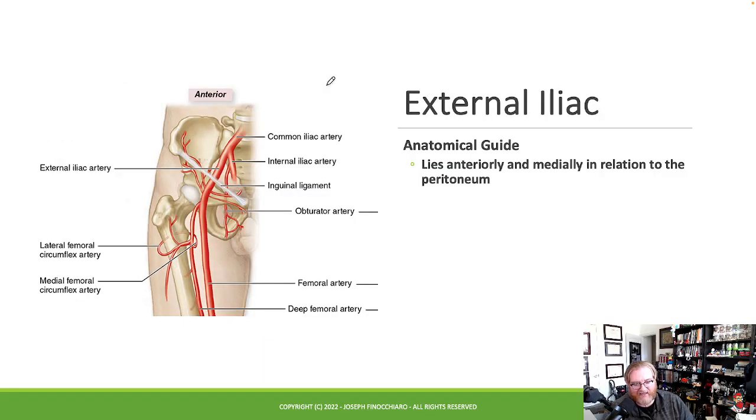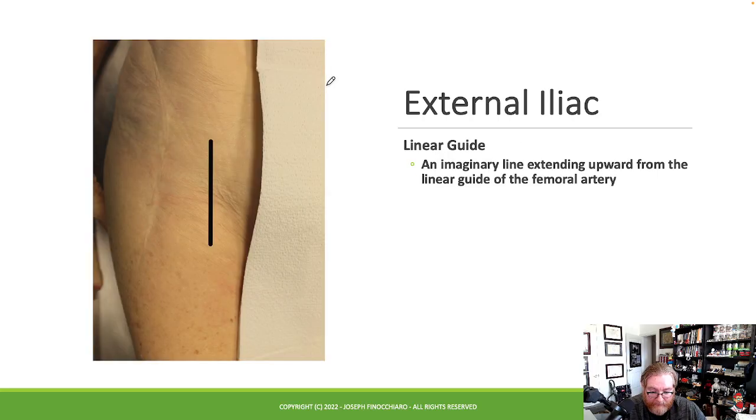The external iliac anatomical guide lies anteriorly and medially in relation to the peritoneum. That is absolutely useless, other than it lies in front and closer to the midline in relationship to the peritoneum, which is the webbing that holds your guts in. So you have your superficial skin, your fat layer, and then underneath that this rigid webbing called the peritoneum, which helps keep all of your organs in place. Your artery is just above and just to the midline of your peritoneum.